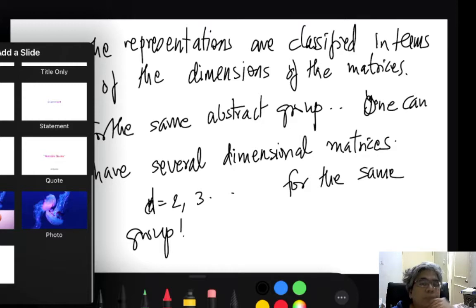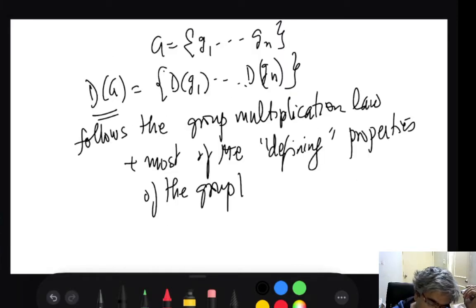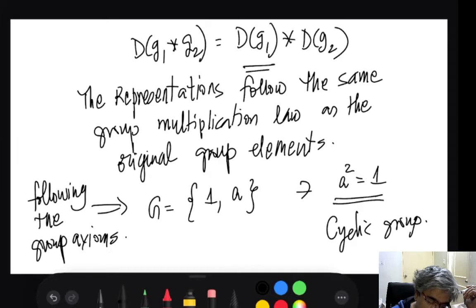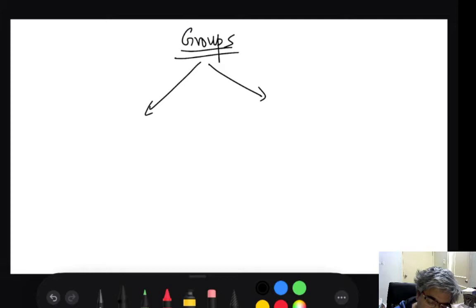Okay, now, what we have seen so far is that there are these groups and there are these vector spaces which are called representations of these groups. So let's look at something simpler. Groups in general can be classified into two types. These are called discrete groups, which we have seen so far, and continuous groups.